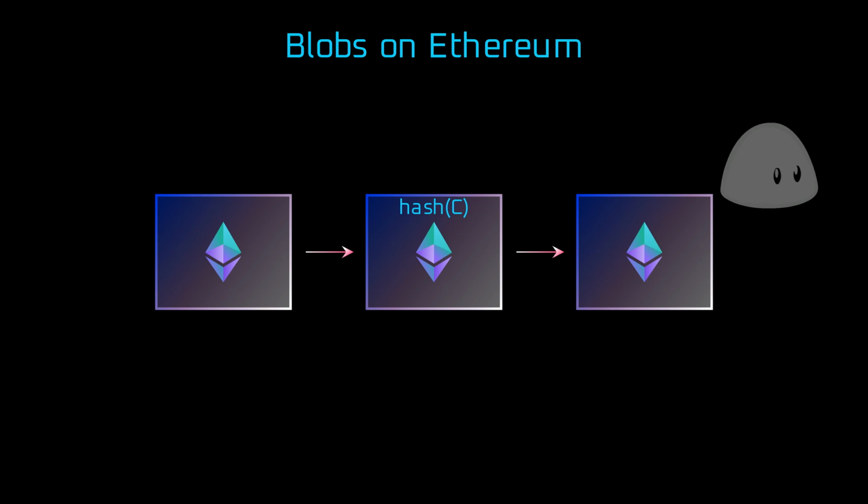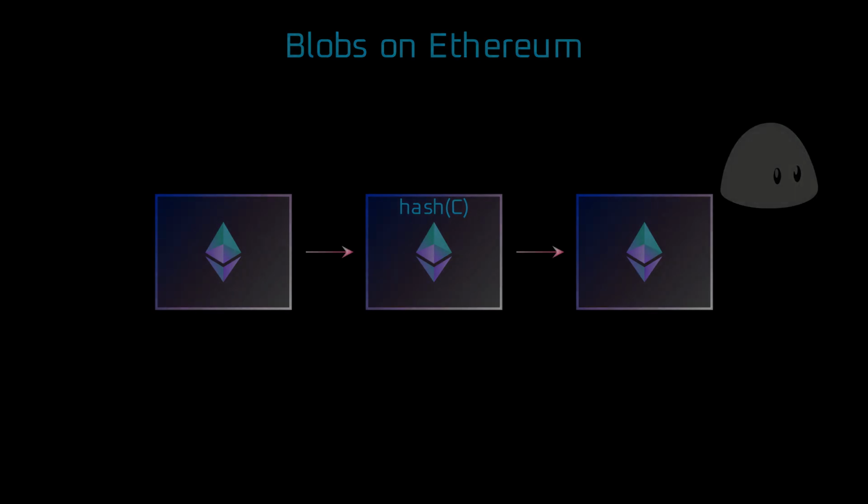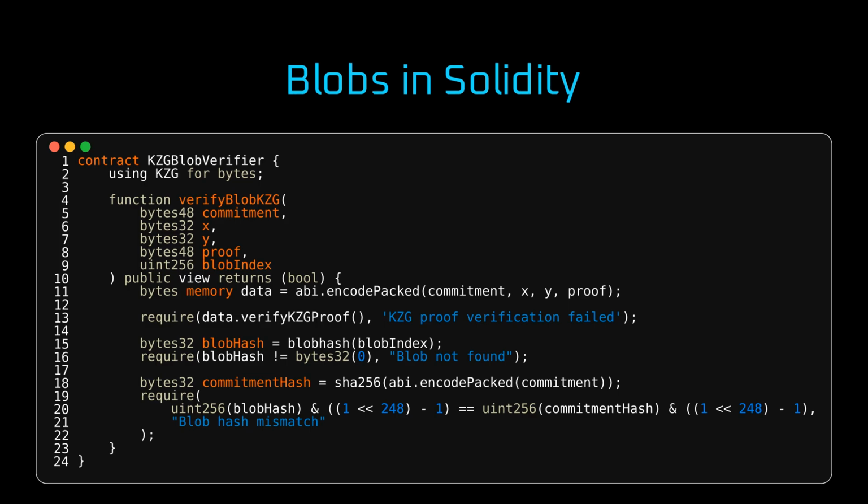We mentioned smart contracts earlier. Let's see blob operations in practice. Here is a Solidity pseudocode for a smart contract which verifies the KZG commitment and compares it to blob commitment. We will need the following inputs. The KZG commitment representing the polynomial. The values where the polynomial is being evaluated. The KZG proof for the evaluation. And finally a blob index, which uniquely identifies a blob within a block.